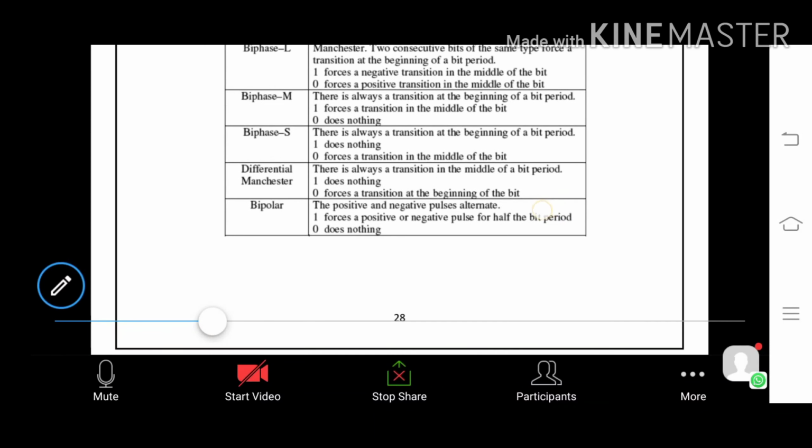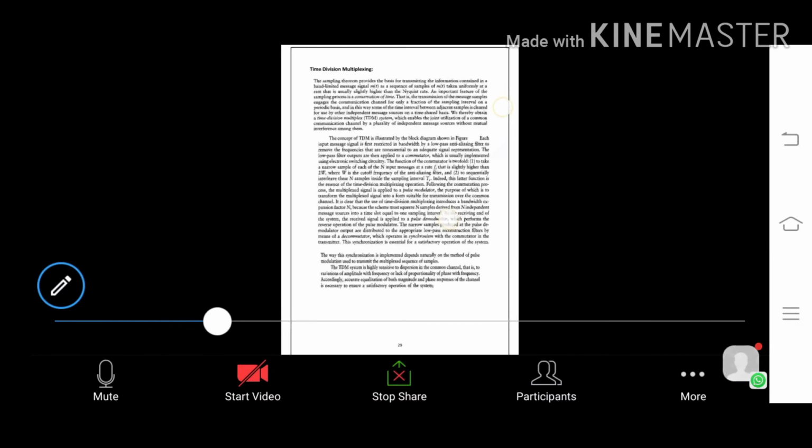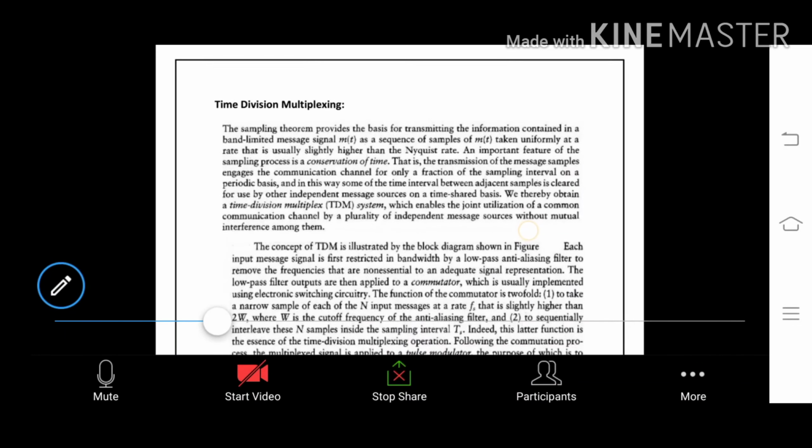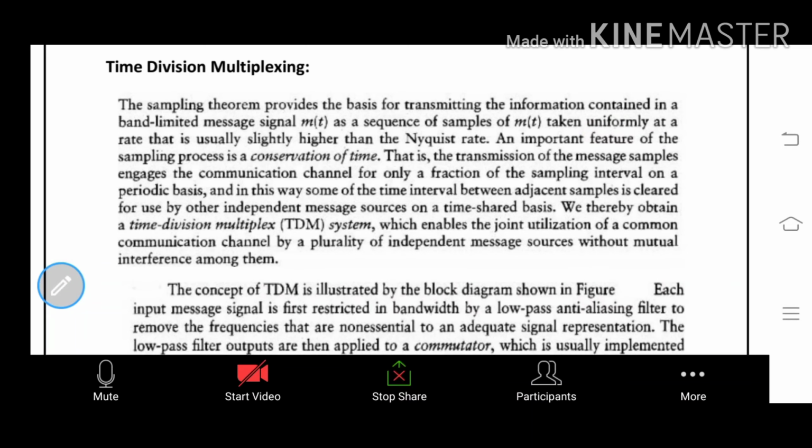Some DPCM transmitter and receiver side. And one more concept is time division multiplexing. Here time division multiplexing is simply transmitting a number of channels in a single cable. So that is time division multiplexing. Okay, so this is one more thing: the transmission of the message samples engages the communication channel for only a fraction of the sampling interval.